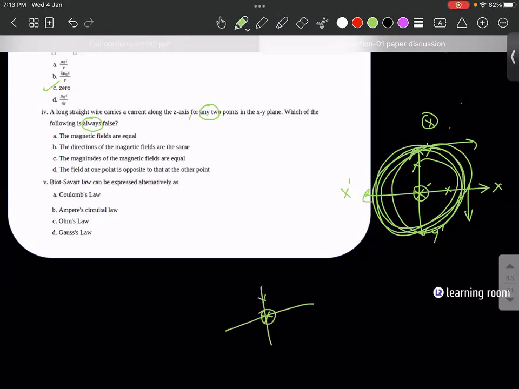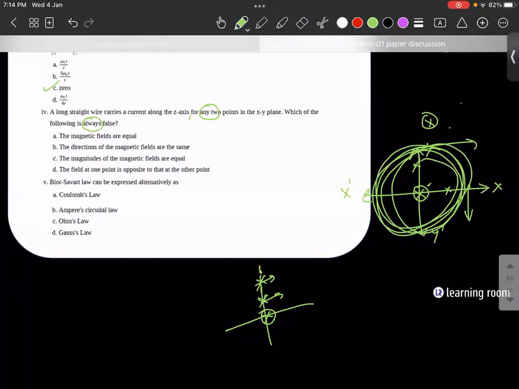Subhrajit, let's come to your point. You took 1 point on y-axis, right? Let me take another point on y-axis. Let's say in this case, the directions are same. It is not always false. You're able to understand.